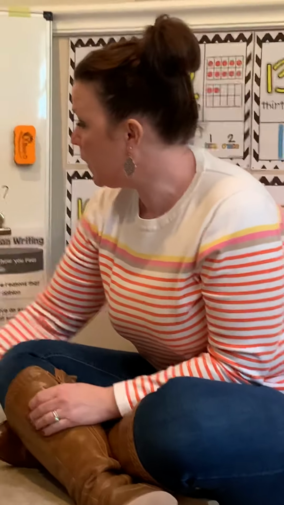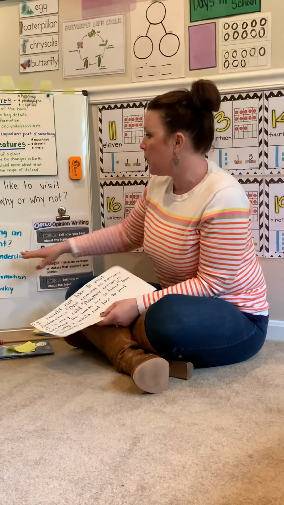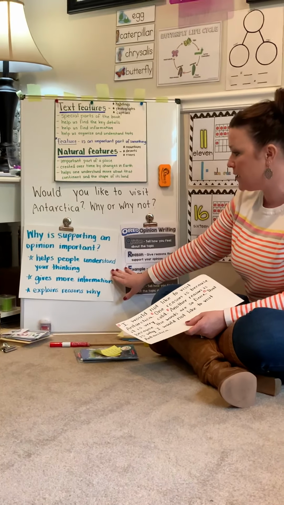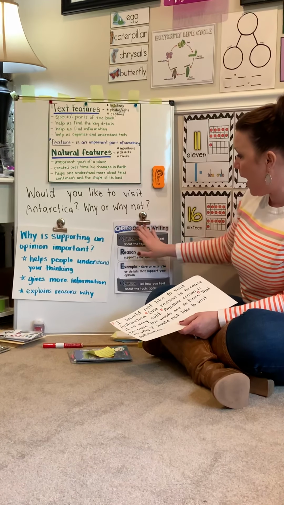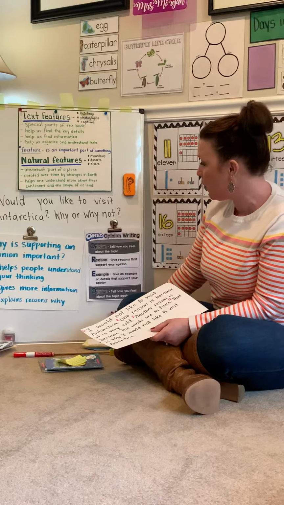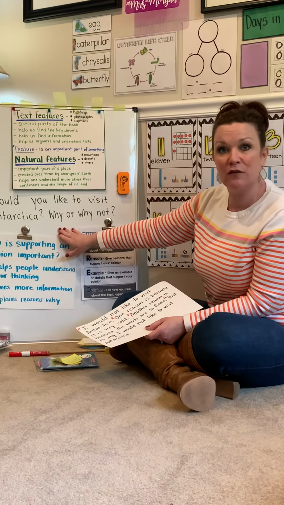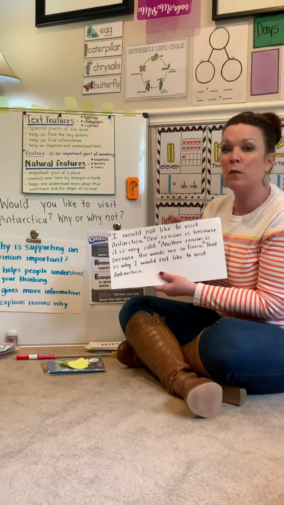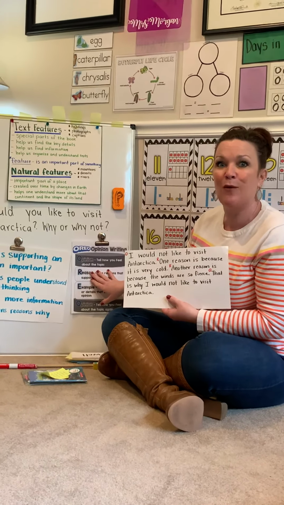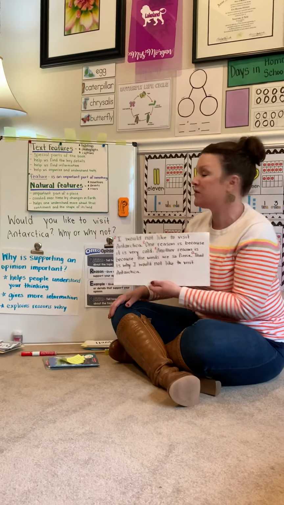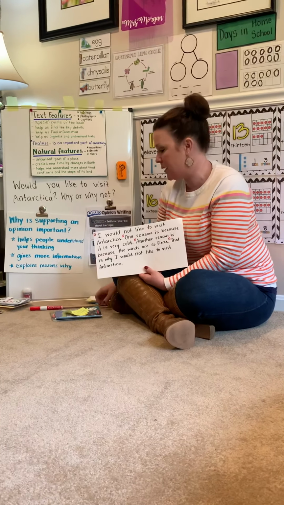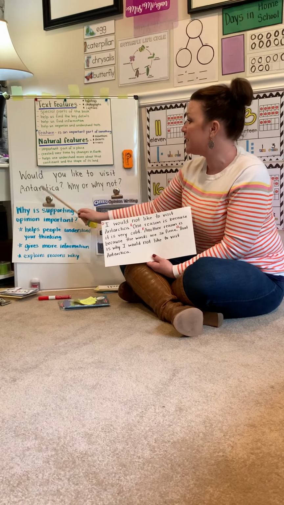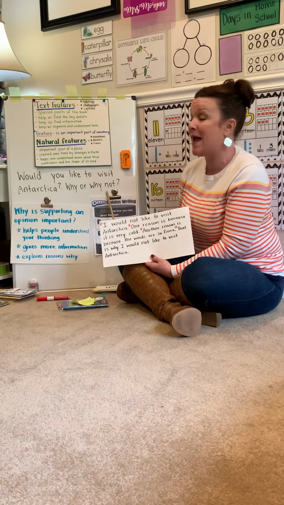So remember, we're working on opinion writing, friends. And we've learned that supporting an opinion is important because it helps people understand your thinking, it gives more information, and explains reasons why. We're looking at this fourth step, this Oreo opinion writing. I have a question for you, and then I wrote an opinion about it, and we're going to go over how it matches our opinion Oreo, how I can support with reasons from the text. So my question that I made my opinion on today is, would you like to visit Antarctica? Why or why not?